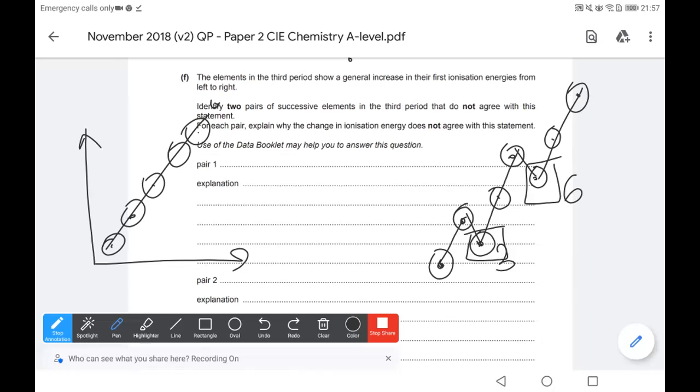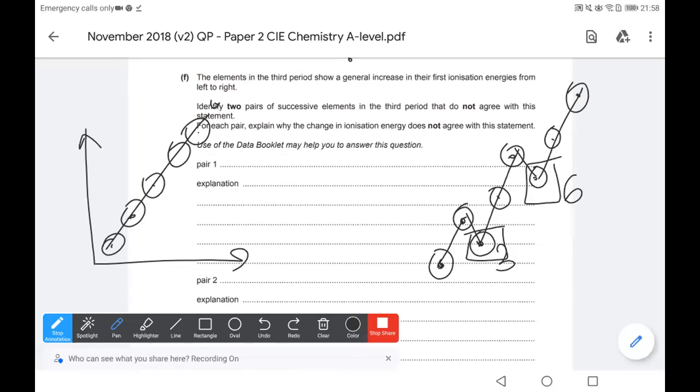But how can we explain that? First one: the second group has s2 electronic configuration, but the third group has s2p1. s2 is much more stable than s2p1. So the energy we must supply to take out an electron from s2 is greater than we would think. That's why the second group ionization energy is greater than the third group.